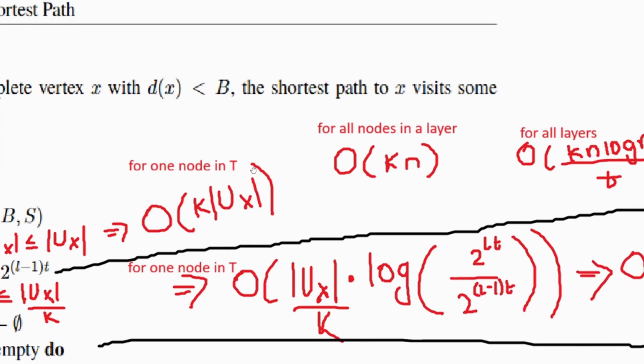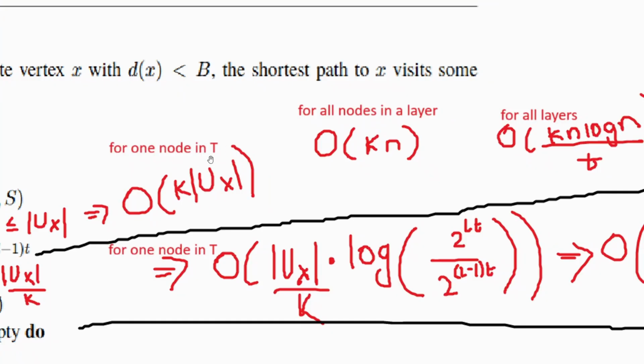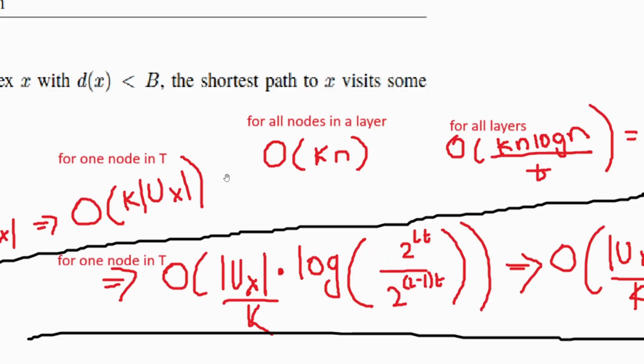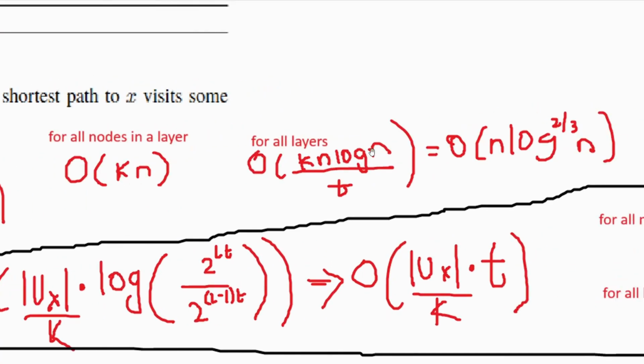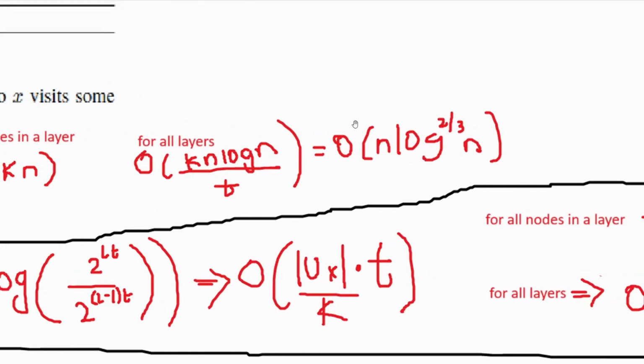For all nodes in the same layer, we know that U_x partitions the vertex set. So if you sum these up across this layer, k can be factored out, all of the U_x's sum up, and their cardinalities sum up to n. So for all nodes in the layer, the complexity of find pivots is k times n. You can multiply this by the number of layers, which is log n over t, and you can work out the complexity to be n log^(2/3) n.